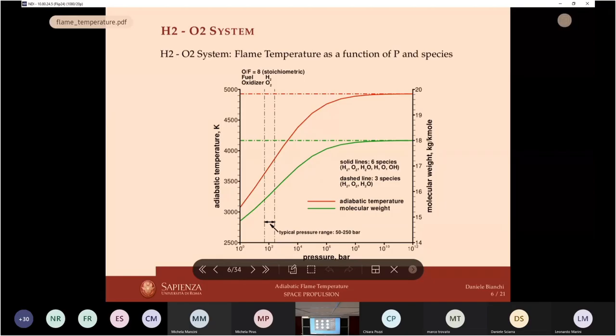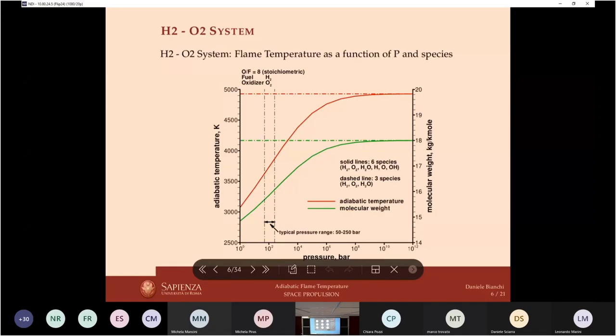So here are some images that we can discuss together, and you see here the adiabatic flame temperature that is evaluated with, in this case, the constant value, this red line, of 4900 Kelvin, more or less, which is what you obtain if we consider only H2O as the product. We are at stoichiometric conditions. But you see how this temperature, the adiabatic flame temperature, changes for changing pressure. This is an example just to understand the phenomenon.